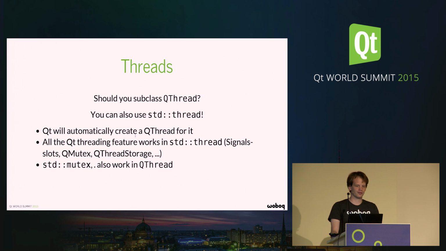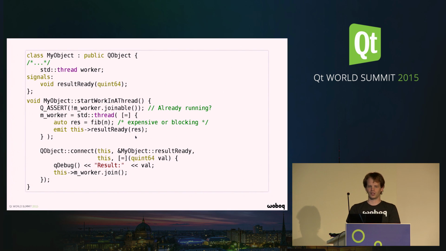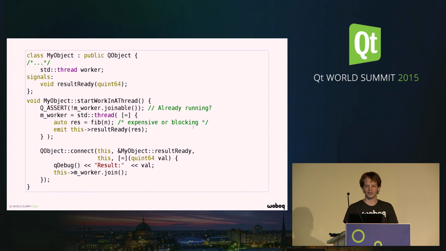So there are two ways to do it. Here I have a small example, typically the case where I compute the Fibonacci number in a thread, and then I can emit a signal from my std::thread when it's ready. And this will just work.